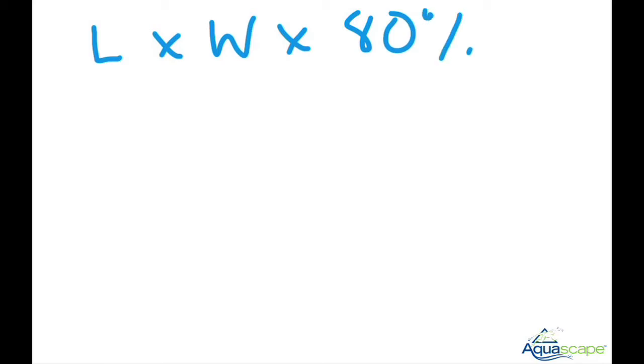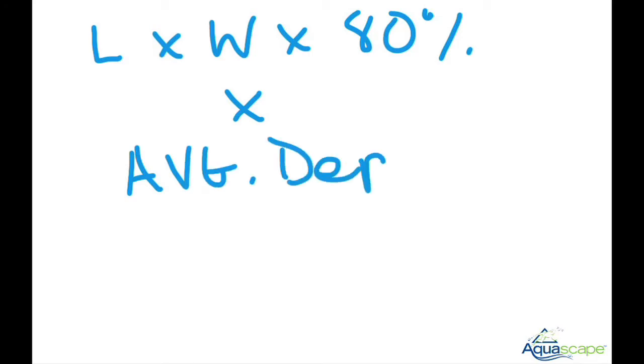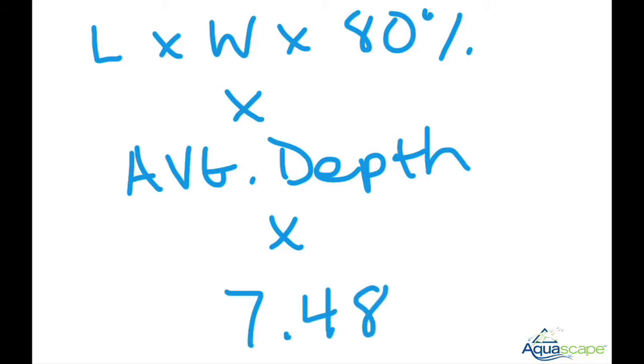We have a simple equation that is used to figure out the approximate gallons in a pond. This equation is not exact, but certainly gets us close. Length times width times 80% is the first part. Multiply that by the average depth of the pond, and finally multiplied by 7.48.